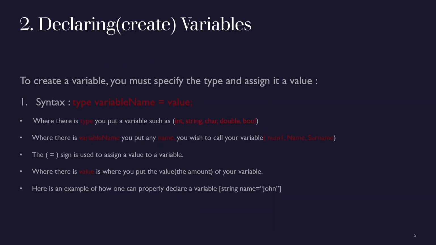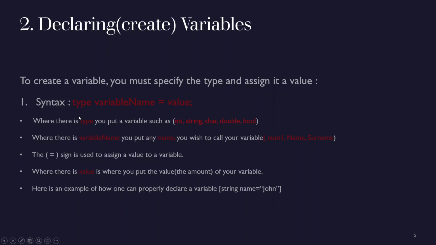To create a variable, you must specify the type and assign it a value. The first thing you need to know when declaring a variable is that there's a syntax to it. You can think of it as a formula. The formula, or syntax, is: type variableName equals value. So you must really know this: type, variable name, equals, value.